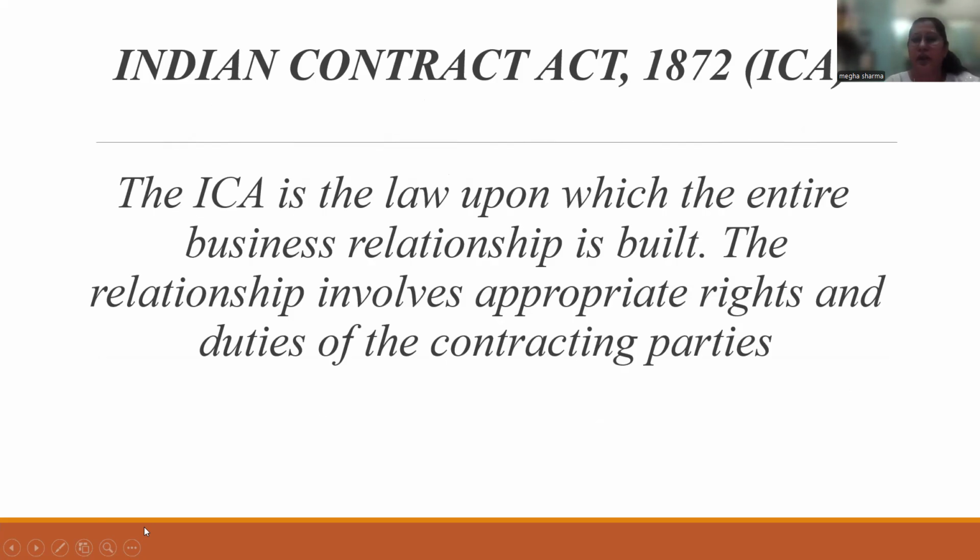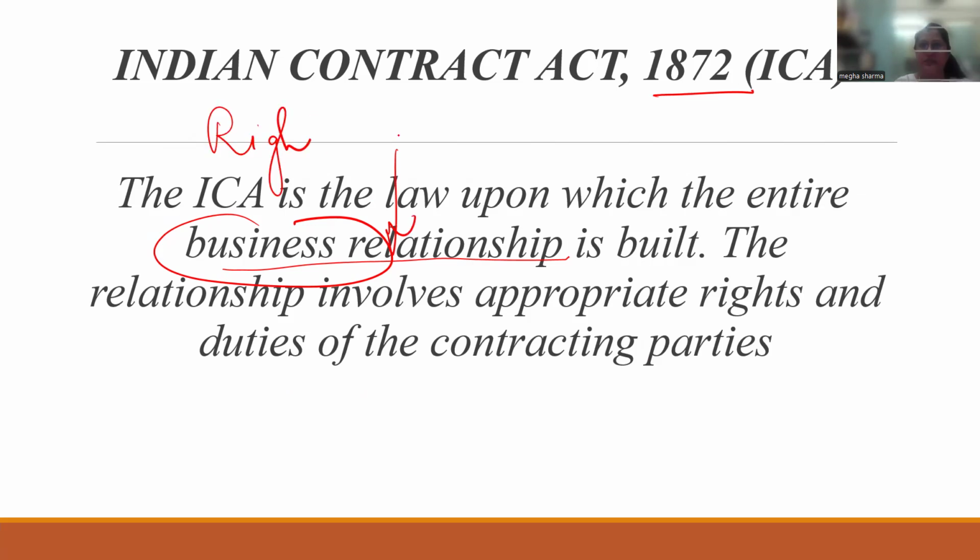The Indian Contract Act is defined under ICA 1872. The ICA is the law upon which the entire business relationship is built. Meaning to say that the contracts this segment will cover will majorly be related to business. The relationships involve appropriate rights and duties. So what exactly in these business relationships will we be discussing? That would be the rights and duties of the parties.